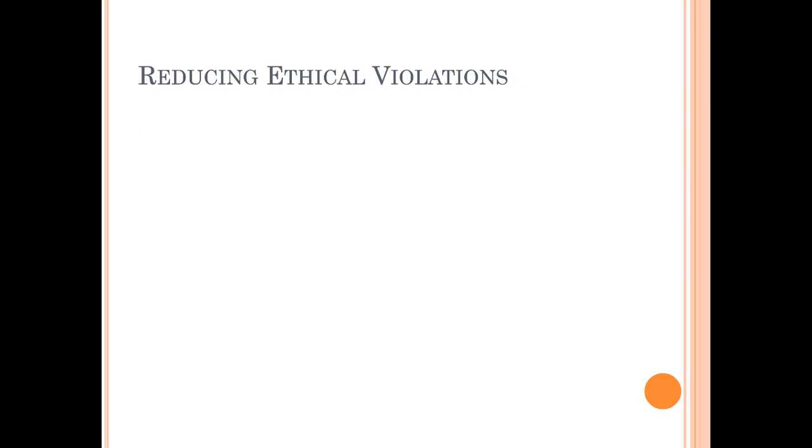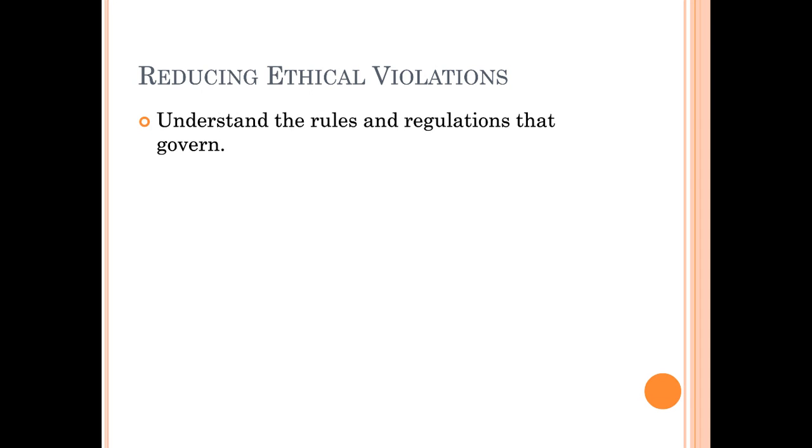So, how do we reduce these ethical violations? Well, first of all, you must understand the rules and the regulations that govern. It's important to understand copyright laws, plagiarism laws. It's important to understand the various ways that people might be citing information, whether it's APA standards, or MLA, or Turabian.